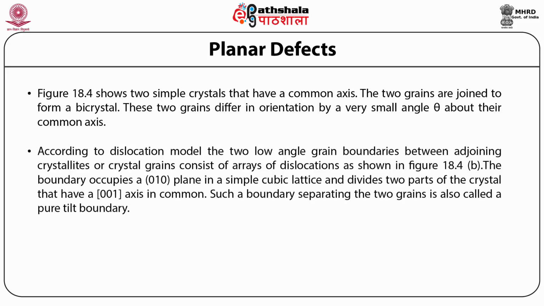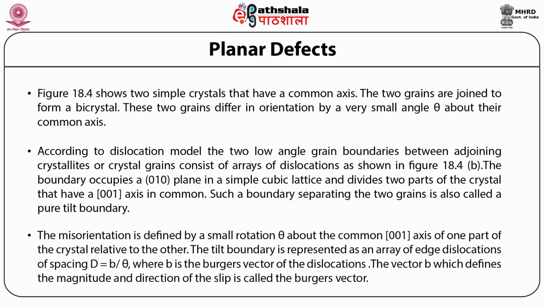According to the dislocation model, the low-angle grain boundaries between adjoining crystallites or crystal grains consist of an array of dislocations, as shown in figure 18.4b. The boundary occupies a 010 plane in a simple cubic lattice and divides the two parts of the crystal that have a 001 axis in common. Such a boundary separating the two grains is also called a pure tilt boundary.